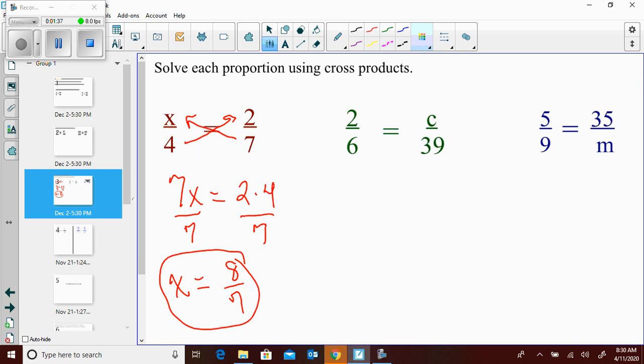Now let's look over here. Forgot to tell you here, nothing reduces. Does anything reduce before you cross multiply? Simplify. This can be 1/3. Okay, you want to simplify before. Now we cross multiply. 3c is 39. Divide by 3. C is 13.